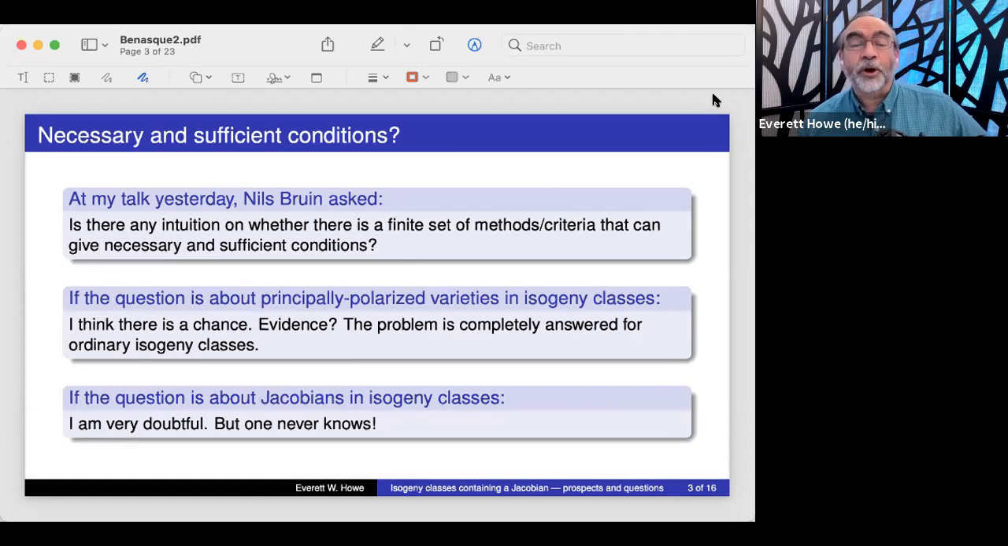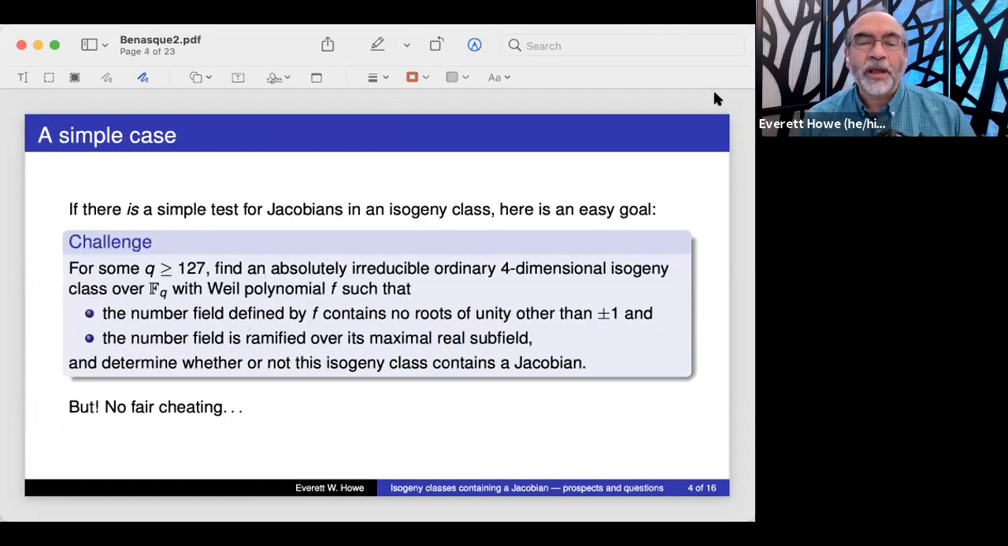But if the question is about Jacobians, then personally, I'm very doubtful that there's going to be any kind of straightforward method for finding out if there's a Jacobian in an isogeny class. But again, you never know. So this is the first question, which I think might be approachable. If there is some simple test for Jacobians in an isogeny class, then let's find the easiest possible case of it and see if we can answer that. So here is a challenge problem.